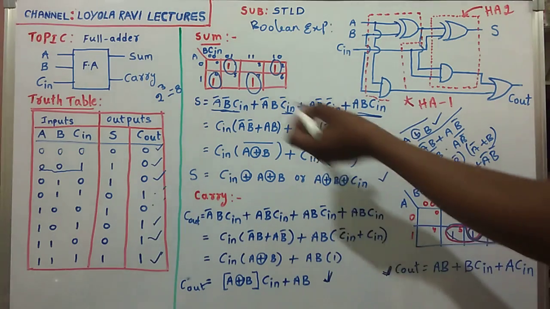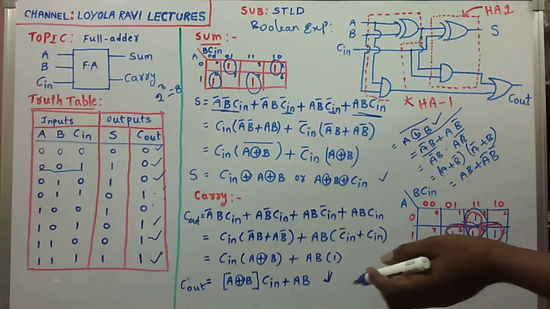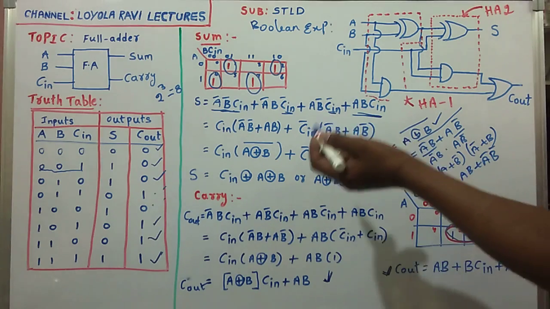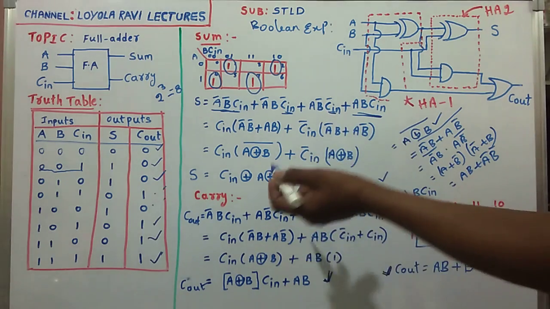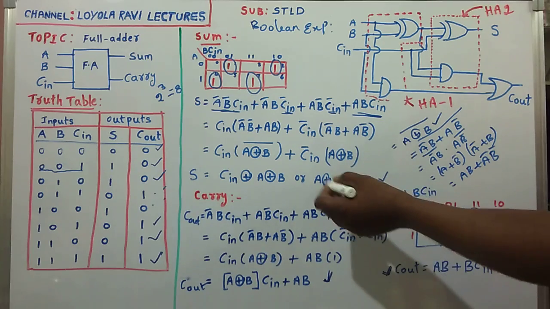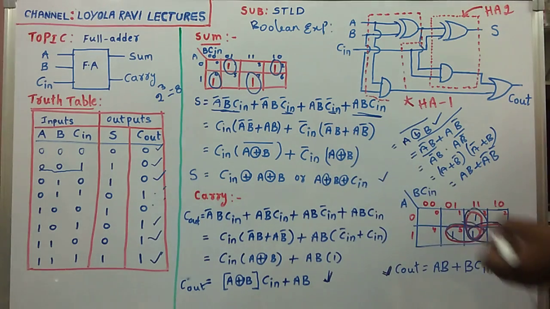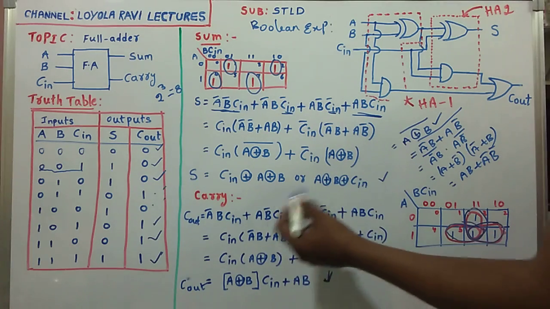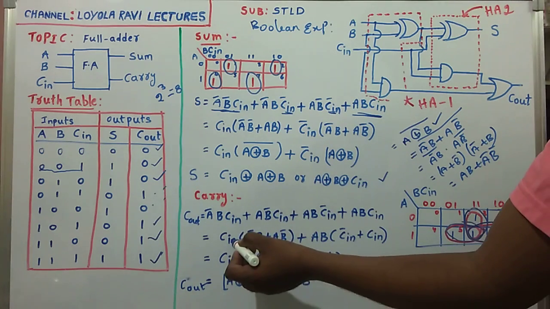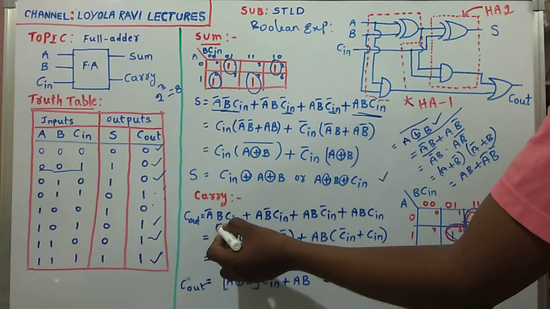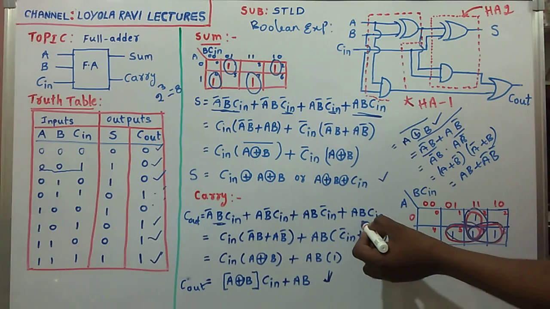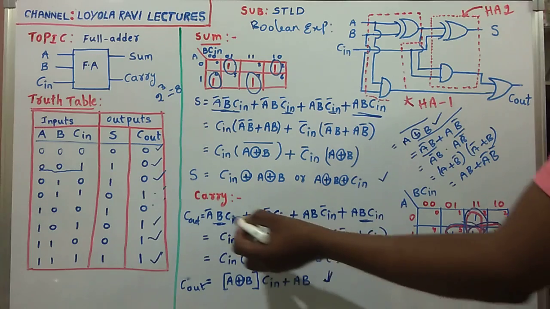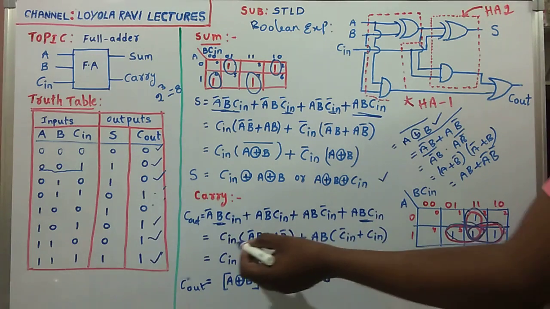If you want, you may write for sum also, no problem. If you write for sum and simplify like this, you may get the same expression, A XOR B XOR C in. Then from this, take any common terms. So C in, I am taking common from the first term and last term, same as the previous one.